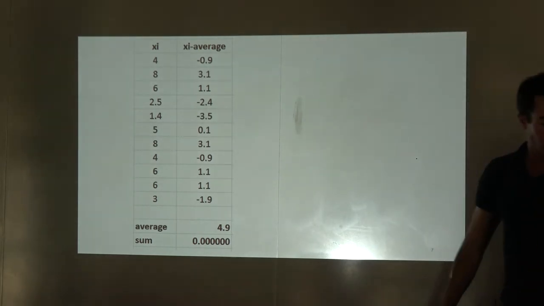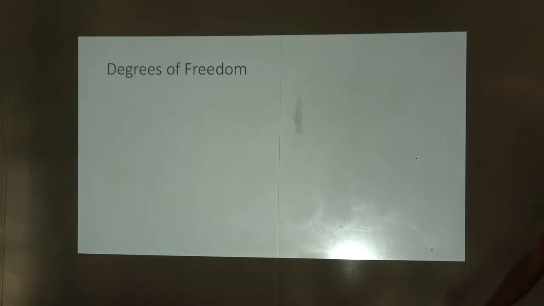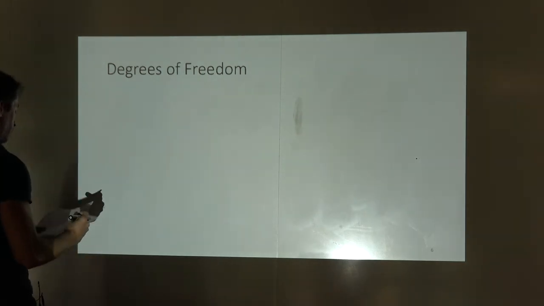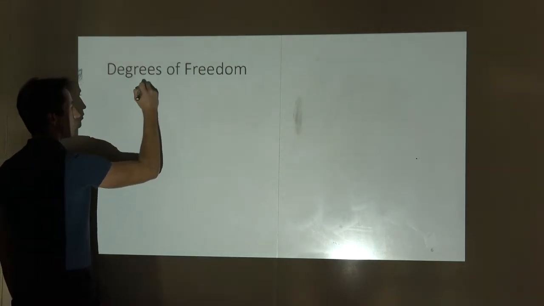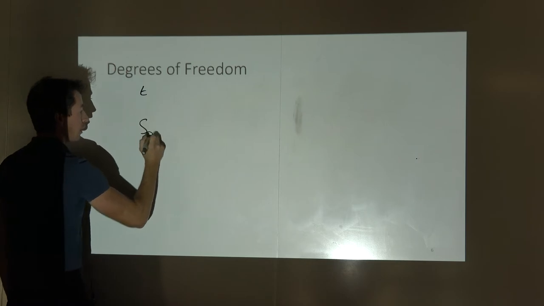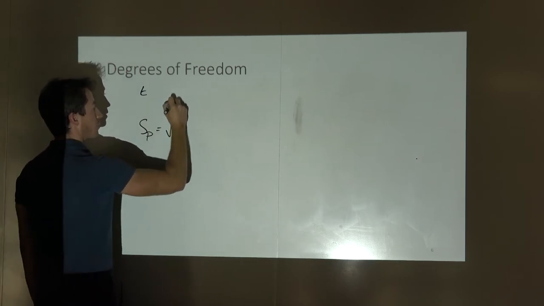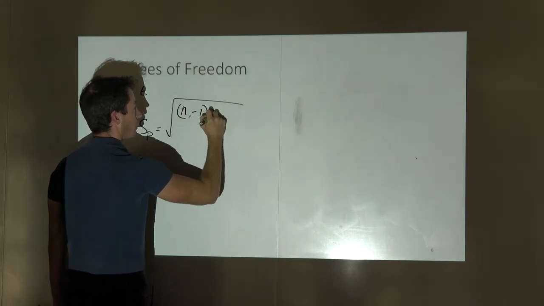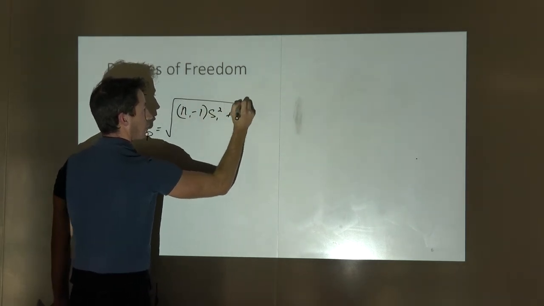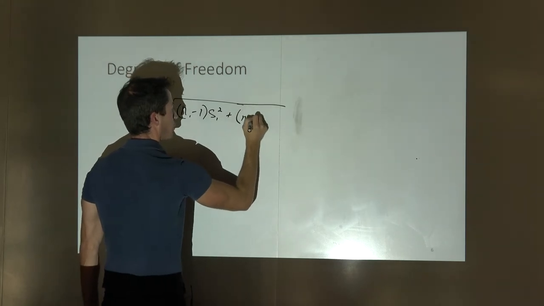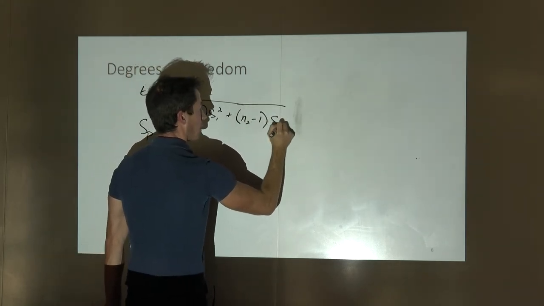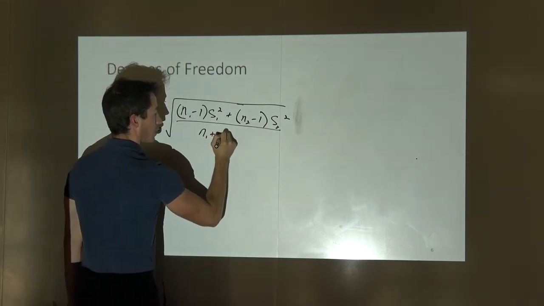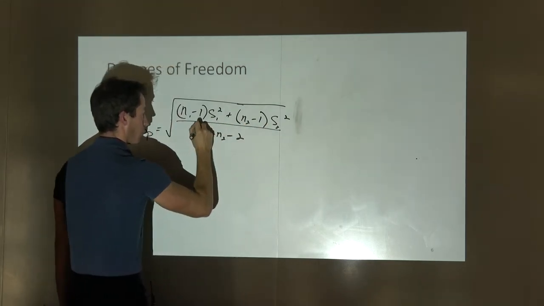Now, what about when we talked about a pooled standard deviation? What about when we had a test statistic, when we were trying to calculate t? Let's see if I can do this from memory. N1 minus 1, S1 squared plus N2 minus 1, S2 squared, over N1 plus N2 minus 2.